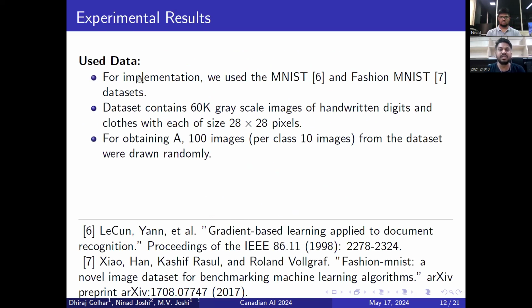Now let's come to the experimental result part. Here for the implementation we use the MNIST and Fashion MNIST data sets, and both data sets contain 60,000 training images and 10,000 testing images. All the images are grayscale images of handwritten digits and clothes, each of size 28 by 28 pixels. Now for obtaining A, we have chosen 100 images from the data set, 10 images per class.